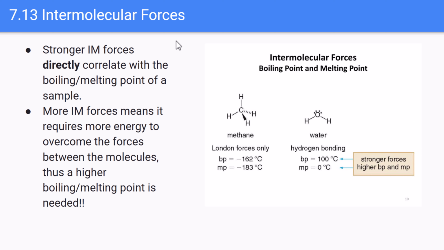So what we do with this information in terms of the relative strength of intermolecular forces is we correlate that to the boiling or melting point of a sample. And the more intermolecular forces that are present means it requires more energy to overcome the forces between the molecules, thus resulting in a higher boiling or melting point.